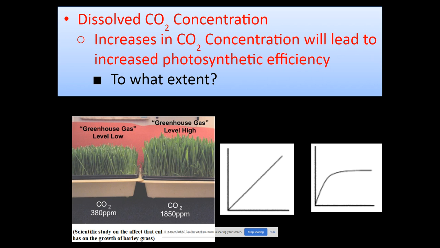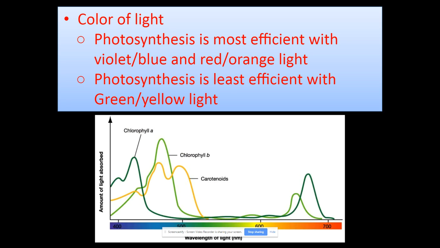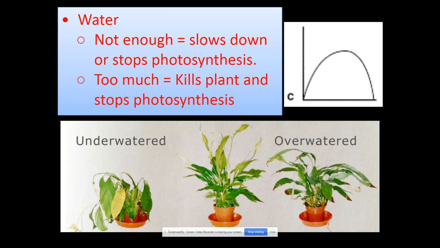To summarize, basically, carbon dioxide. If you increase carbon dioxide, you increase photosynthesis up until a certain point at which it plateaus. Colored light. Photosynthesis is going to work best with blue, purple, orange, and red light. It is not going to work well with green or yellow light.